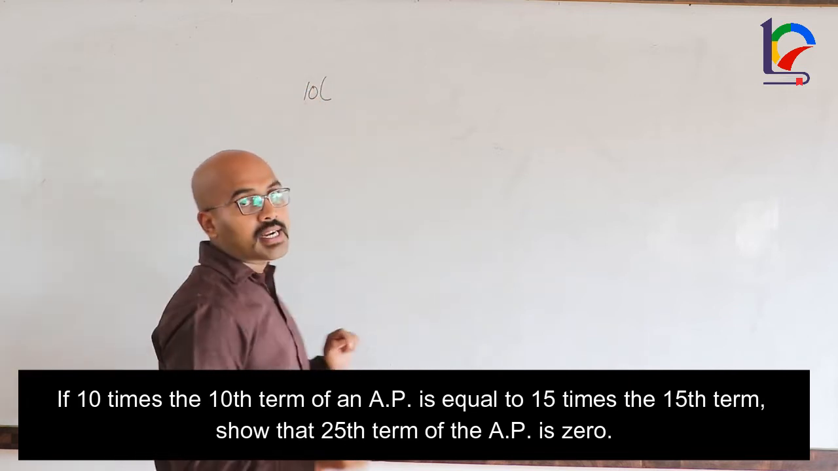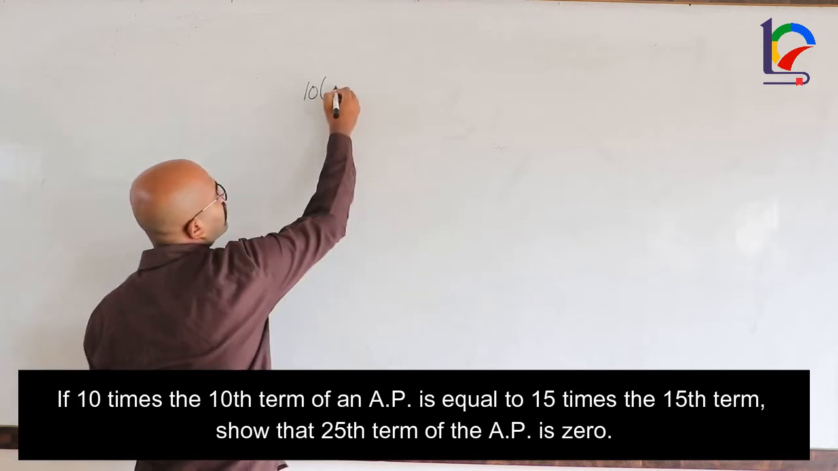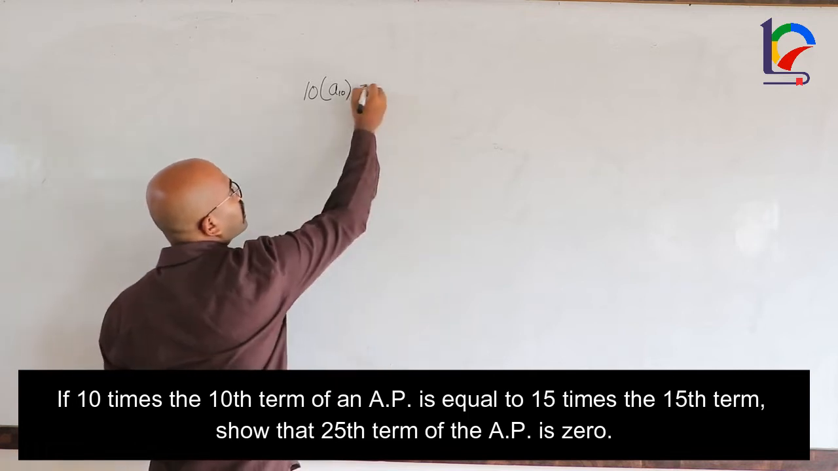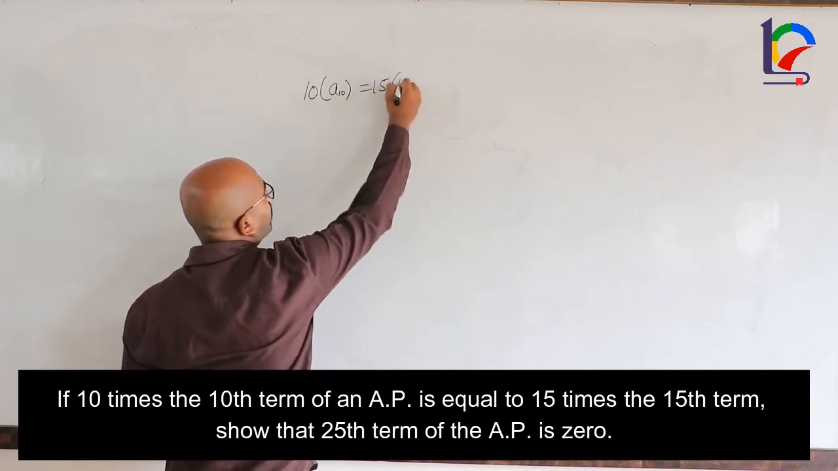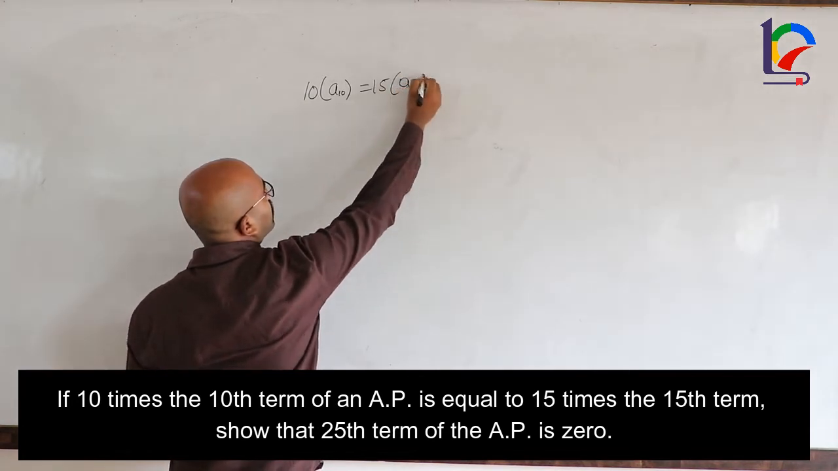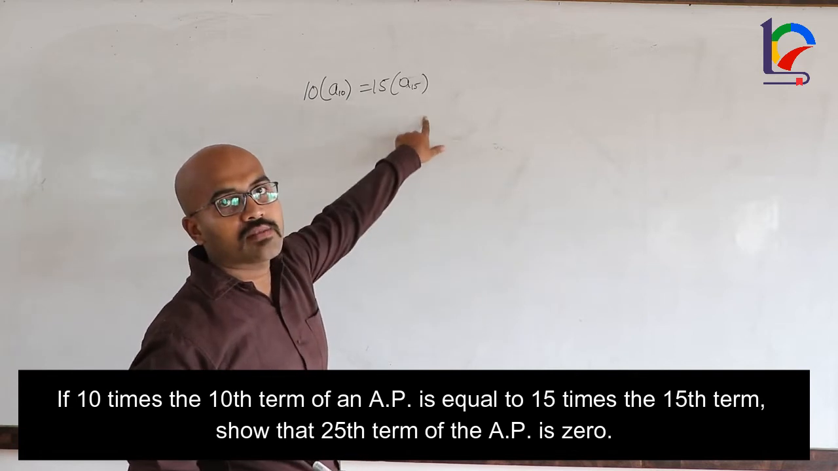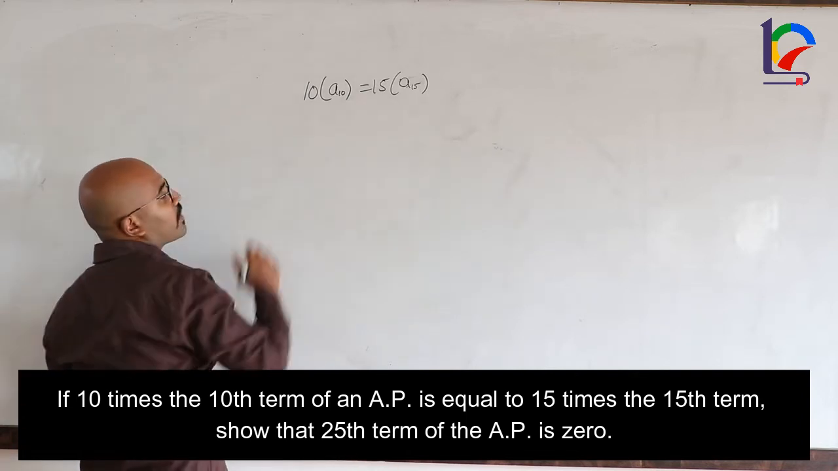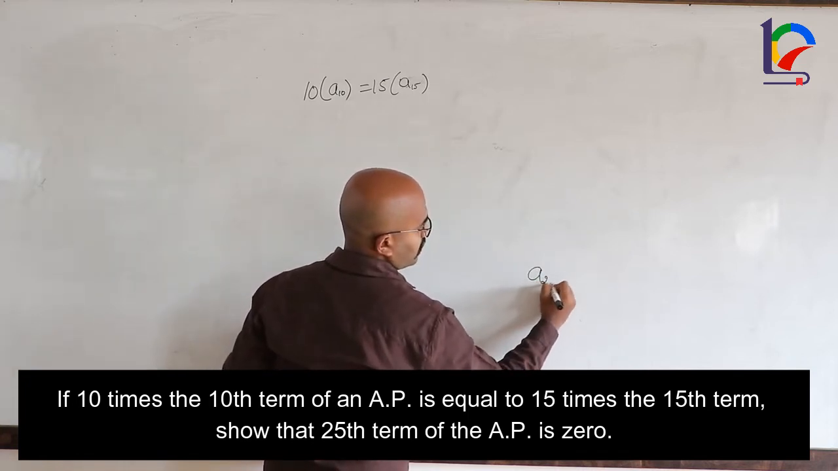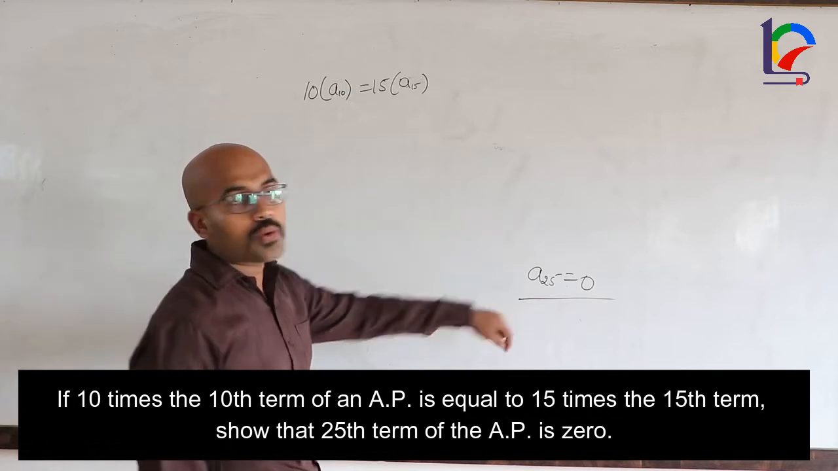10 times the 10th term can be written as 10 a10. 10 times the 10th term is equal to 15 times the 15th term, which is 15 a15. So we need to show that the 25th term is 0. This is what we need to prove.